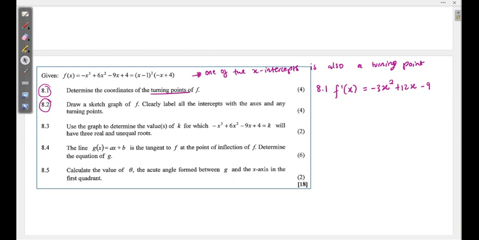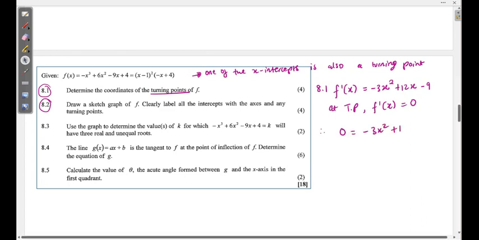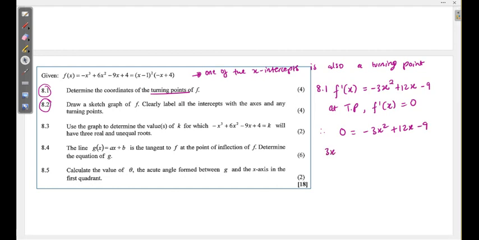Remember, the derivative of a number is 0, right? So that one, just leave it out. Then remember, at the turning point, the derivative would be equal to 0. So therefore, you are going to say 0 is equal to negative 3x squared plus 12x minus 9, which means you will have 3x squared minus 12x plus 9 is equal to 0.